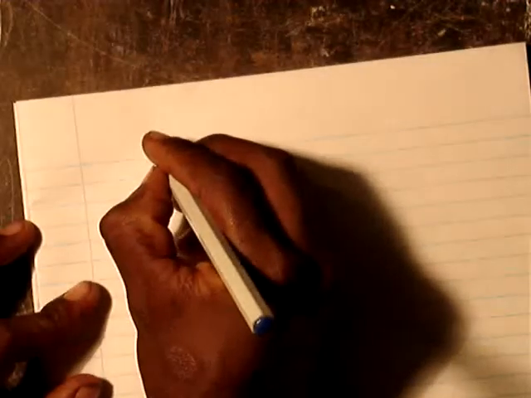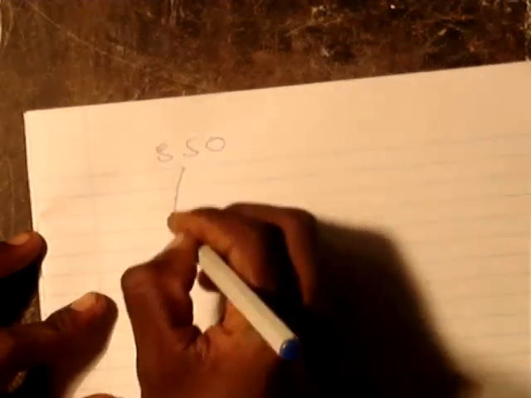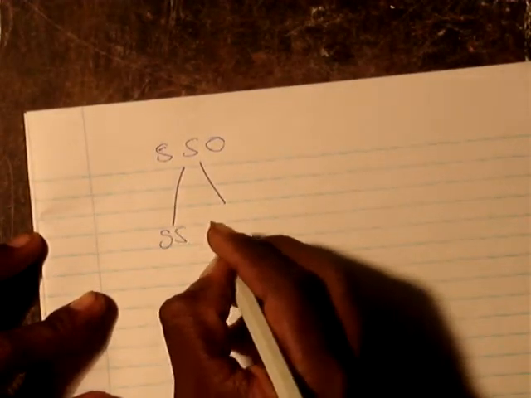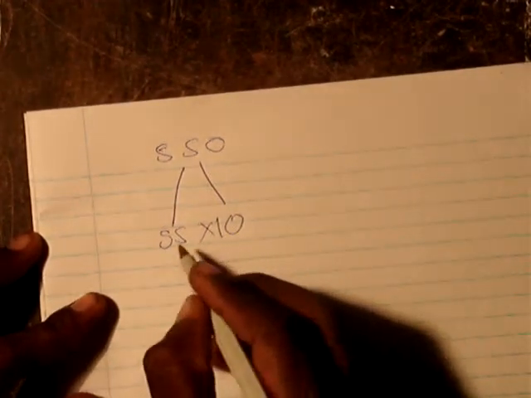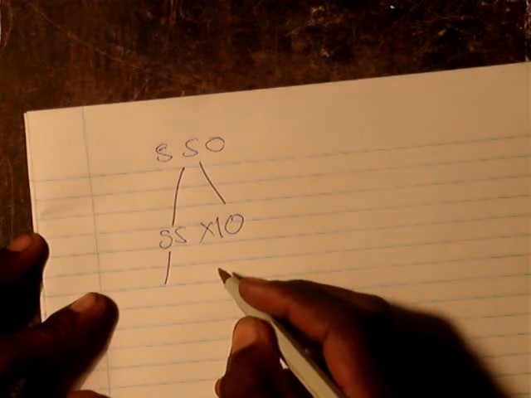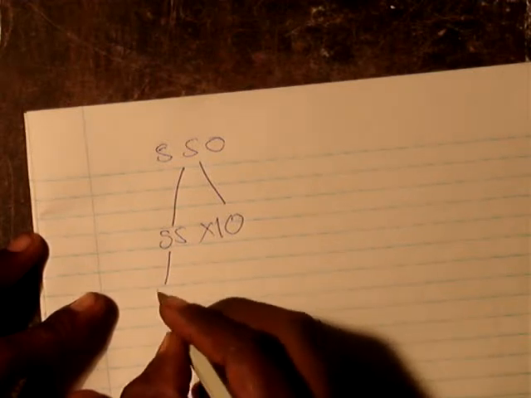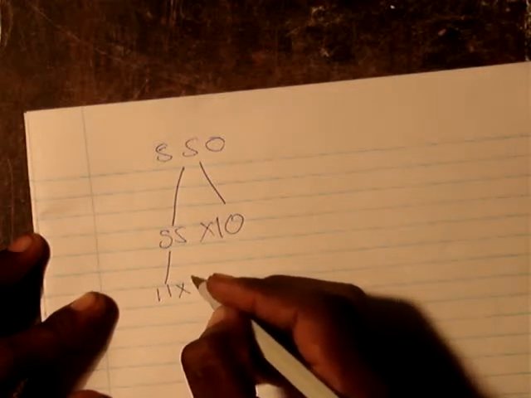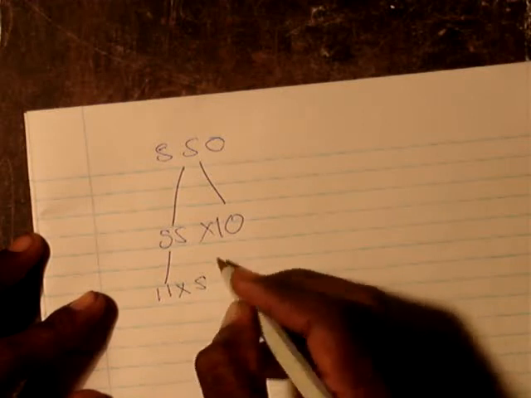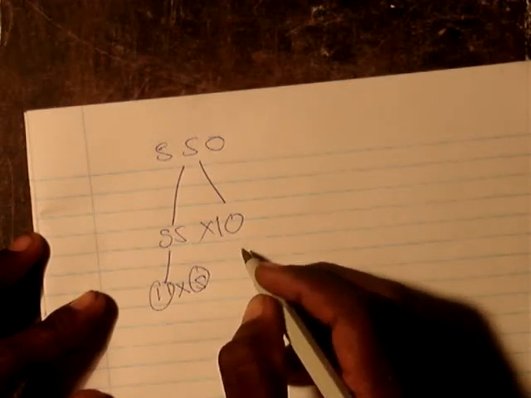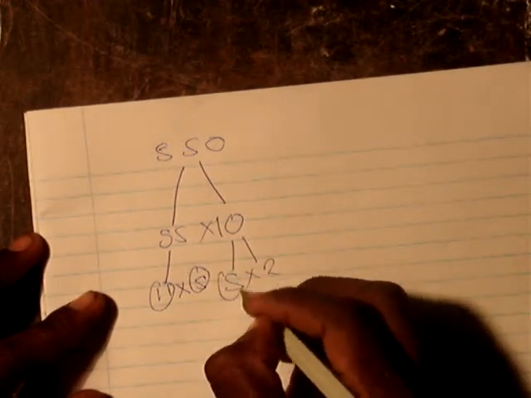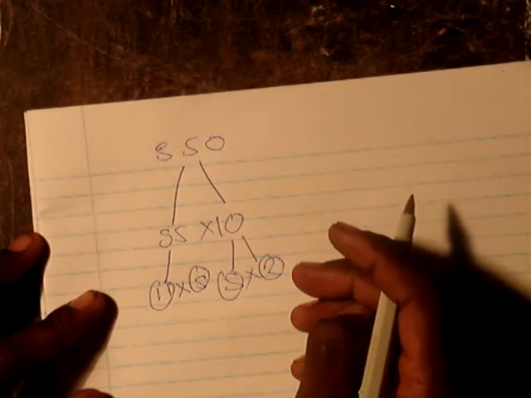So let's do 550 again. That is 55 times 10, and 55 is 11 times 5. And these are prime numbers. And here we say 5 times 2. These are also prime numbers.